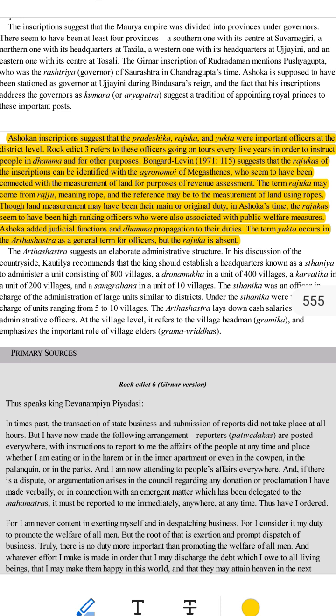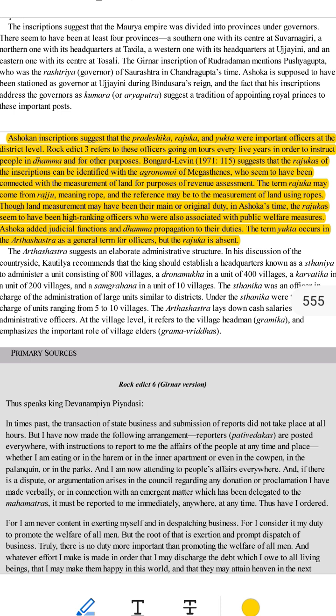Let's break this down into simple words and go step by step. 1. Who were the Pradeshika, Rajuka, and Yukta? These were important officers in the empire of King Ashoka, a great ruler of India. They worked at the district level. Think of a district like a large neighbourhood that needs to be managed. These officers helped Ashoka control and manage different parts of his empire because the empire was too big for one person to do everything.